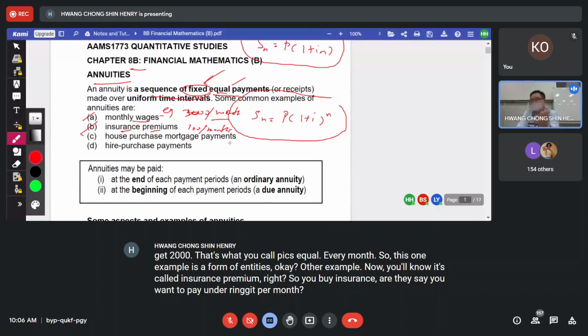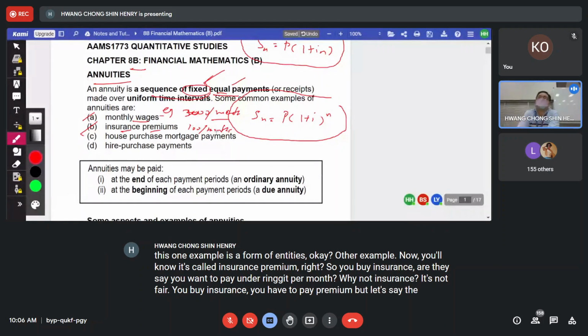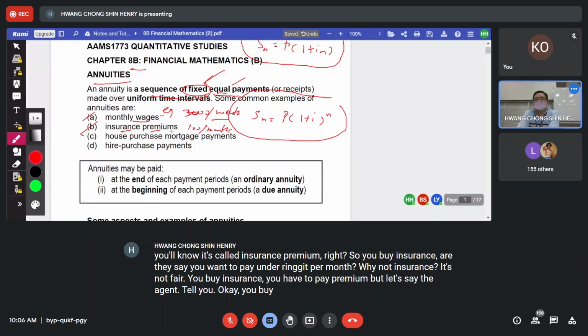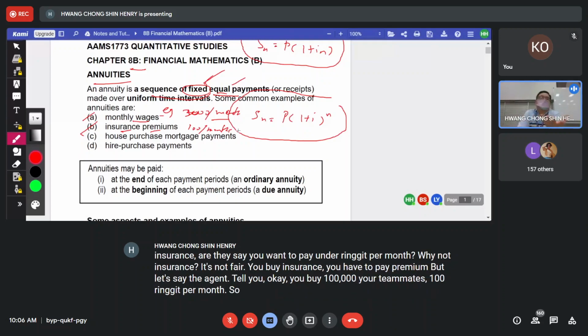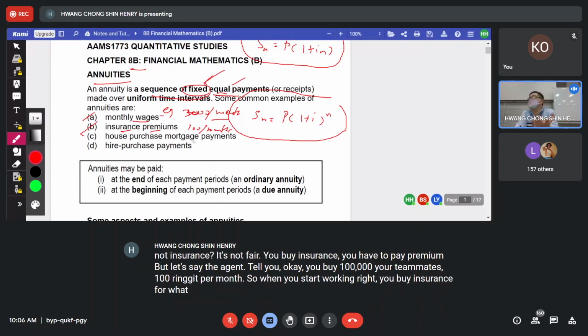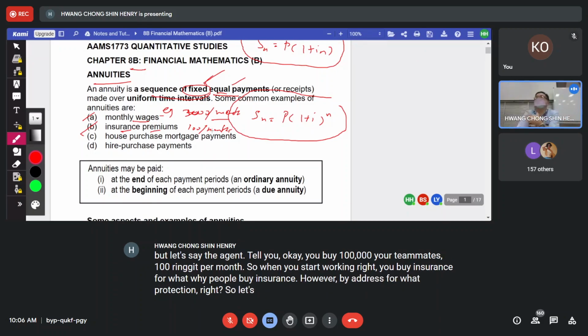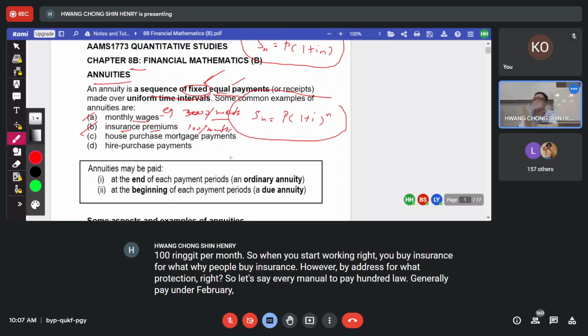Okay, insurance is not free. You buy insurance, you have to pay premium. Let's say the agent tells you, okay, you buy 200,000, your premium is 100 ringgit per month. So when you start working, you buy insurance for what? Why do people buy insurance? Protection, right? So let's say every month you have to pay 100. January you pay 100, February you pay 100, and so on.